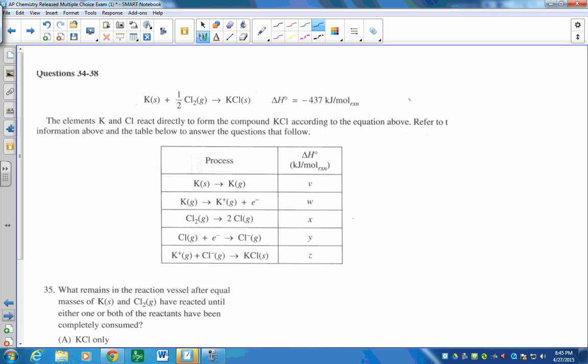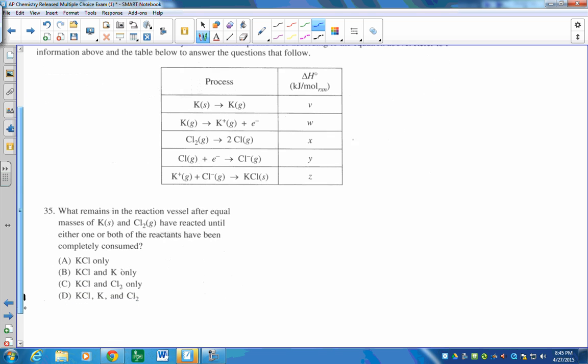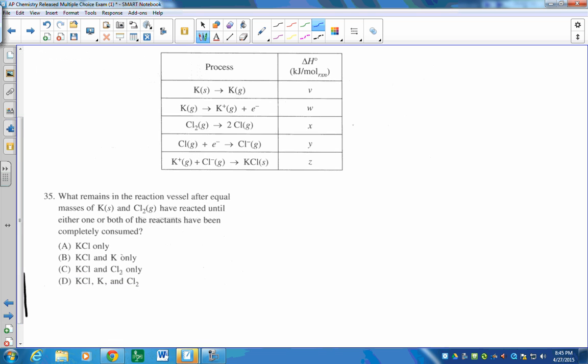35. What remains in the reaction vessel after equal masses of K and Cl2 have been reacted until either one or both of the reactants have been consumed? Now this is a limiting reactant problem. So this is what I would do. Here's your equation. So you have K plus 1/2 Cl2 goes to KCl. Now you have equal masses.